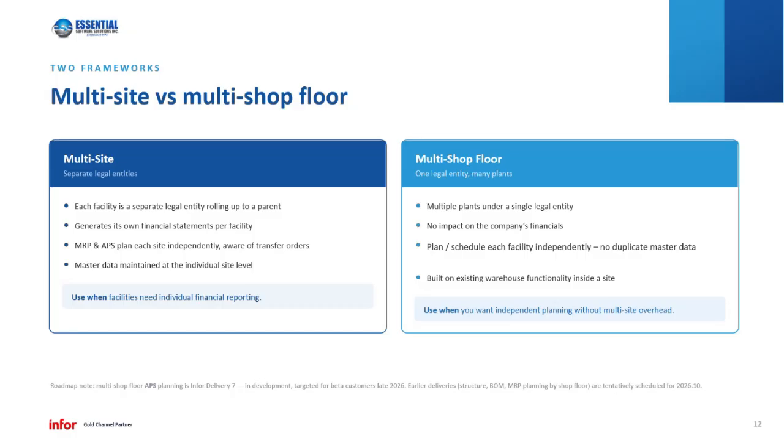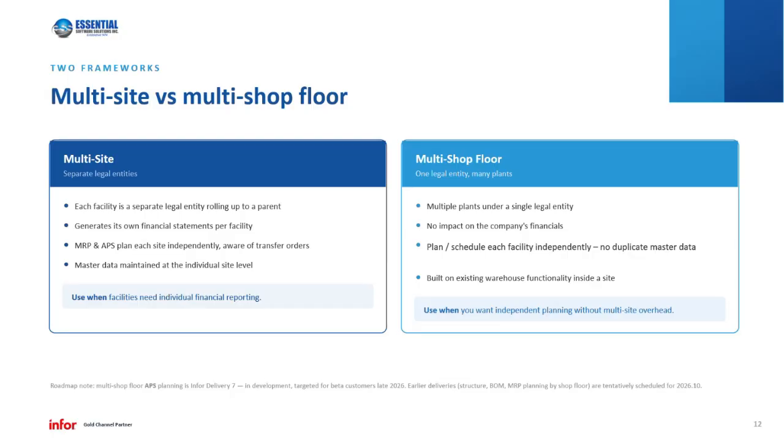It is currently in kind of a partial release state. So for MRP, there are beta keys available if you're on the current version of Sightline or in the cloud. There are beta keys available to turn on multi-shop floor for MRP. And for APS, it is coming later this year, which we'll talk about.